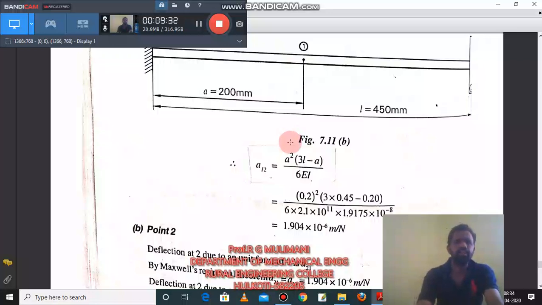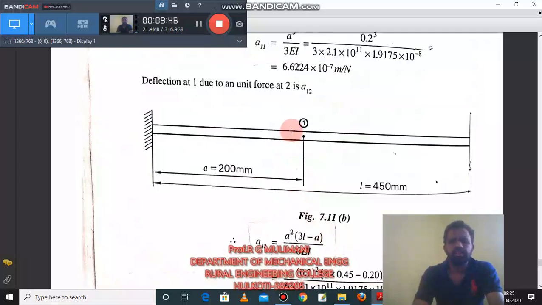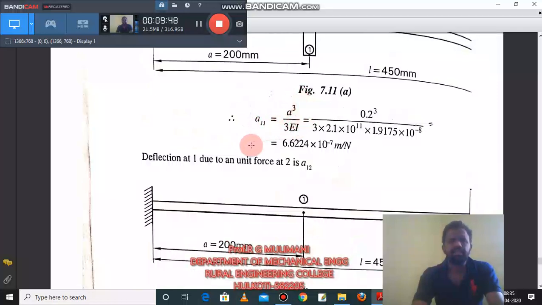So all the influence coefficients are calculated. This is how the influence coefficients are calculated for beam problems, that is for simply supported and cantilever beams. In yesterday's video you have seen that for the Dunkerley method, these influence coefficients are used for the beams. In the next video you will see some more problems on influence coefficients. Thank you.